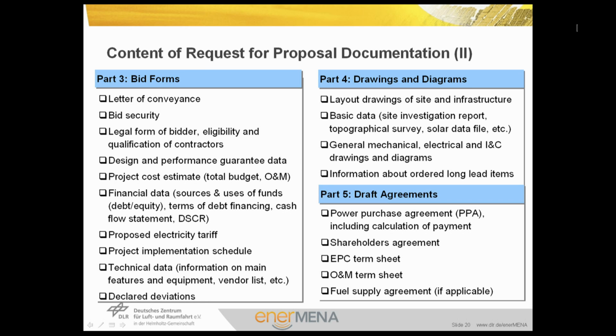Part 4 includes layout drawing of site and infrastructure, basic data, so site investigation report, topographical survey, solar data file, etc. It includes also general, mechanical, electrical, and I&C drawings and diagrams. Finally, it includes information about ordered long lead items. The last part 5, includes normally the following draft agreements. We're talking about power purchase agreement, the PPA, including calculation of payment. It includes also shareholders agreement, the EPC term sheet, the O&M term sheet, and finally fuel supply agreement if this applicable.